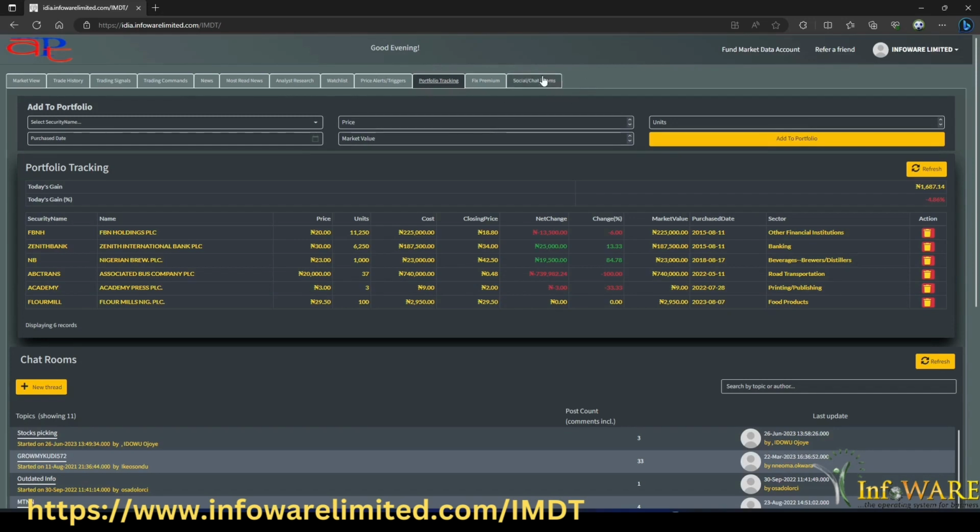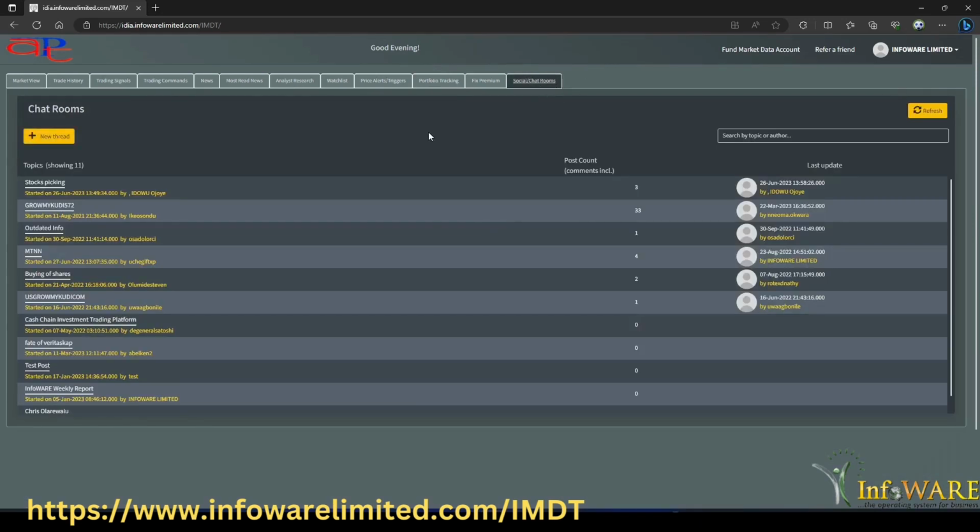Then one other thing that we have here is a chat room. The idea is to create a closed-box social environment where people can share trading ideas and trading tips. So there you have it.